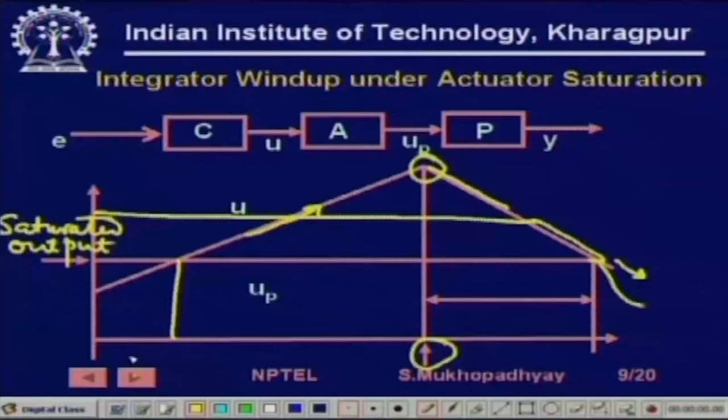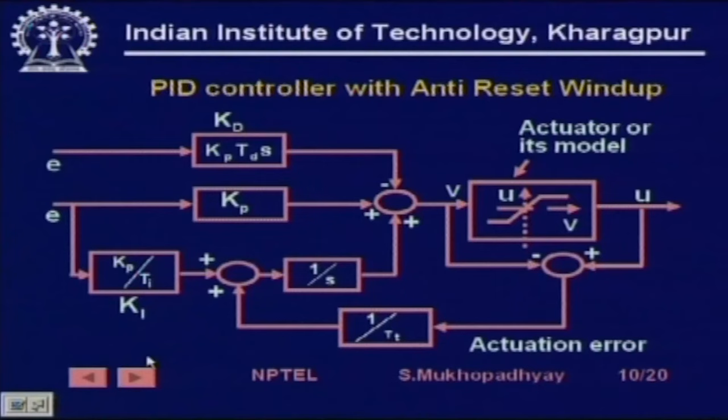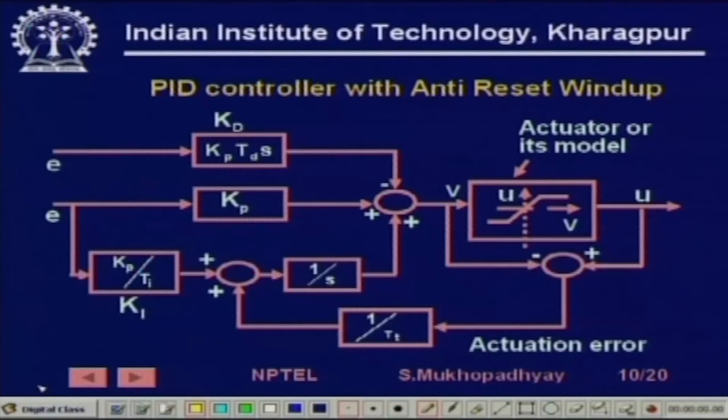If the error persists due to a phenomenon like actuator saturation. So that is precisely, that can be done in many ways, and one of many possible schemes which will realize that. So how do we do that? So look at this controller, simple controller.